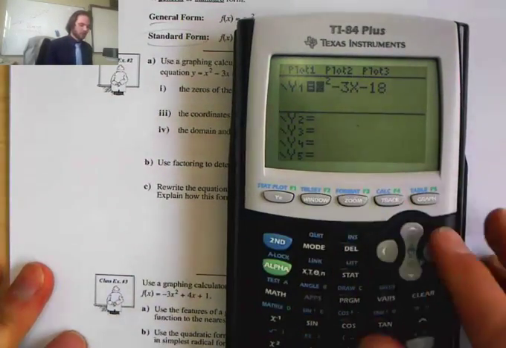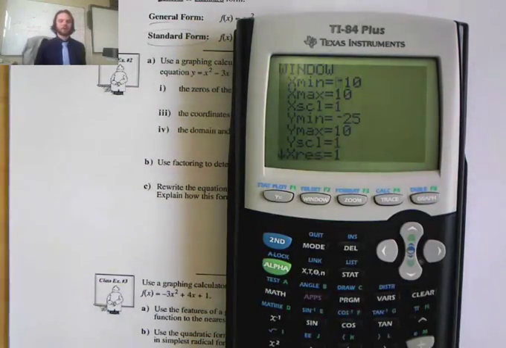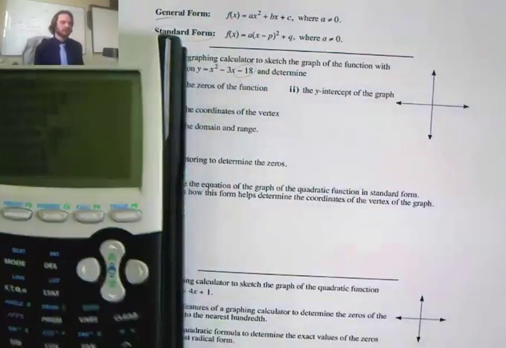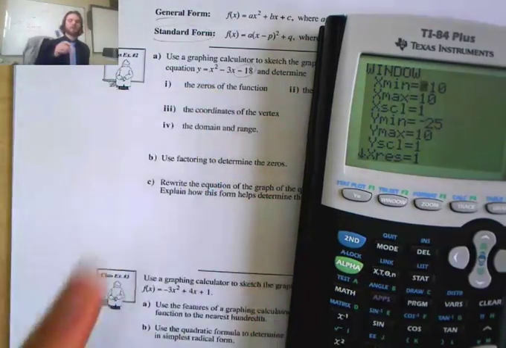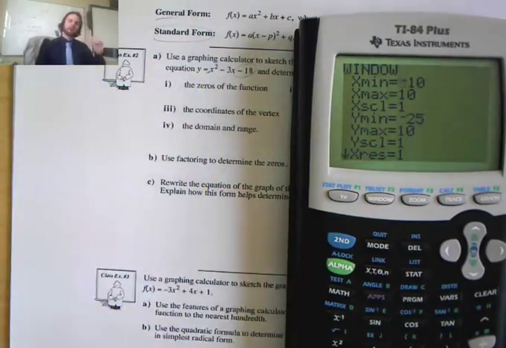Okay? And we are going to graph it. There's my graph. If we want to see, my window I put to negative 25. Why? My y-intercept is negative 18, and I looked at it, it's a happy face, so I'm going to have a minimum, okay, because this is positive. So I said it might go a bit lower, so I put negative 25.